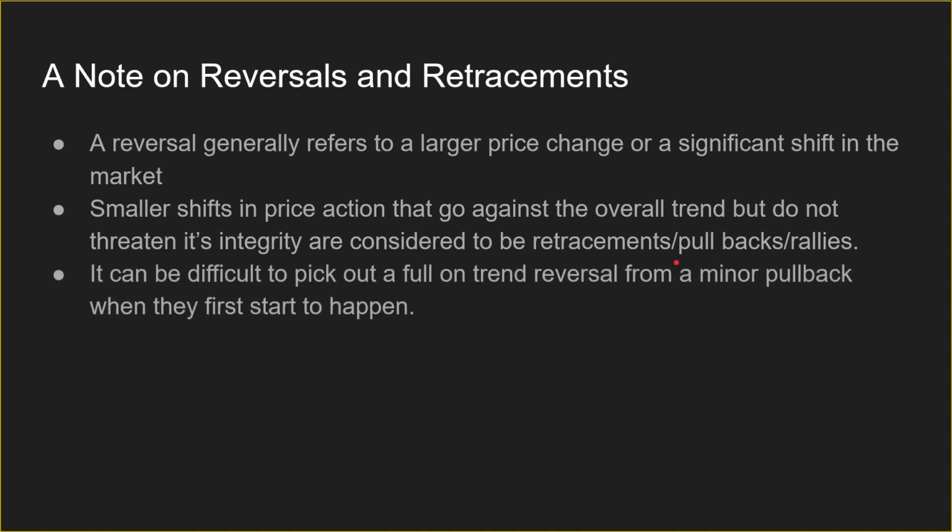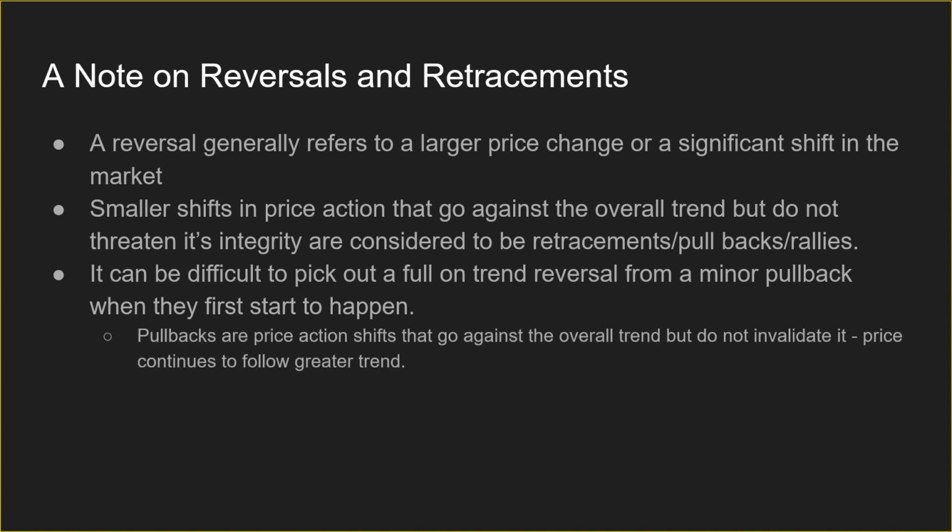It can be difficult to pick out a full-on trend reversal from a minor pullback when they first start to happen. That's one thing to note. Pullbacks are price action shifts that go against the overall trend but don't invalidate it. Price continues to follow the greater trend. And this is countered by reversals, where we see a new trend form altogether.